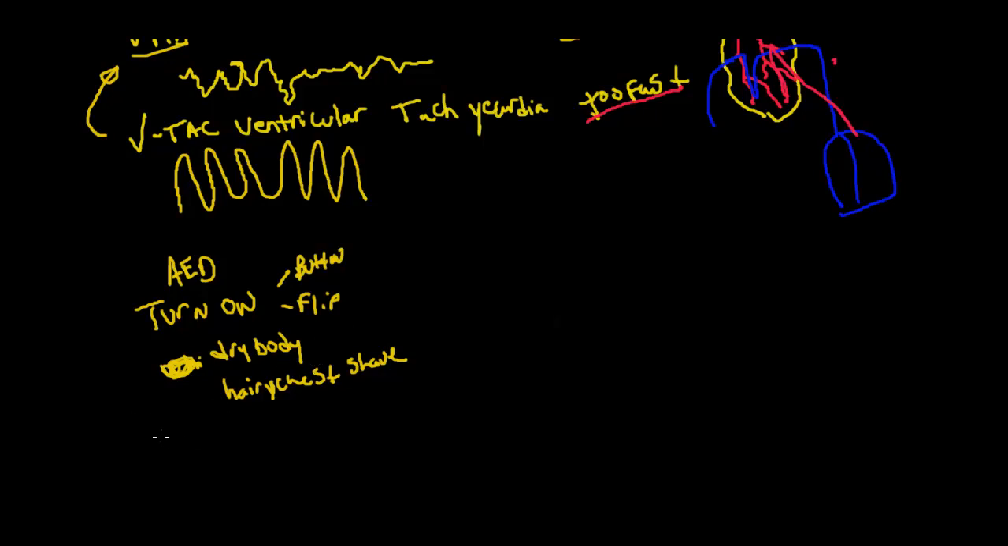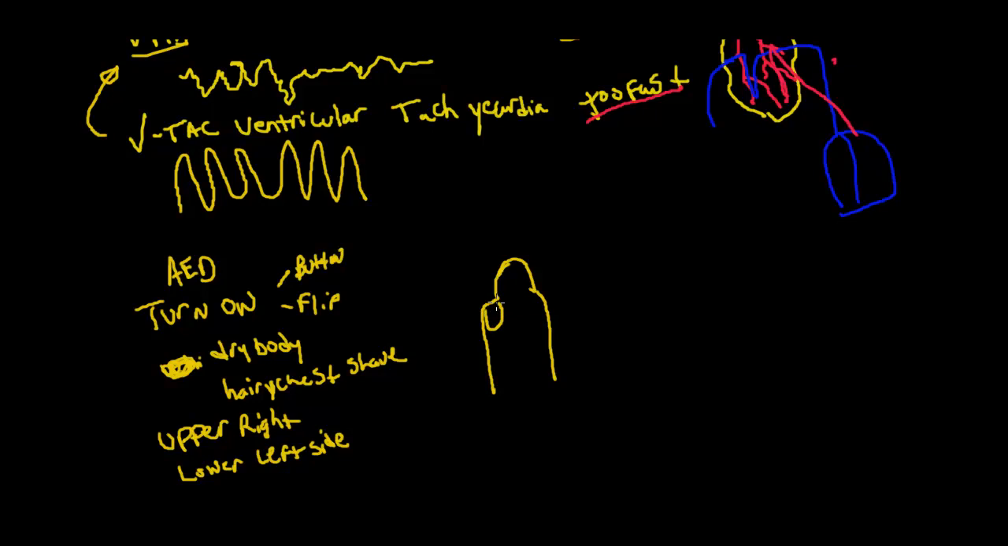Then you place the pads in the upper right and lower left side. And most of them have pictures on them. Because what we're trying to do, let's say here's a body. Let's draw this body out here. They're laying there and we've wiped it down. So it's going to be the upper right side. So we're placing a pad here, and then we're placing another one down here on the left.